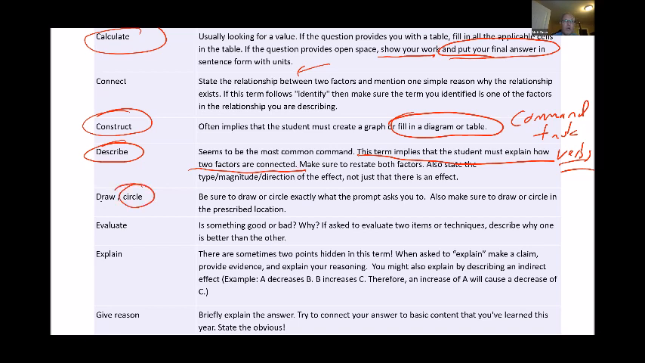If you're asked to draw or circle, make sure you do it on the picture or in the location where they tell you to do it. Almost always, again, they're going to give you a picture, they're going to give you a chart, they're going to give you a graph if they ask you to circle. Do the circling where they tell you to circle it.